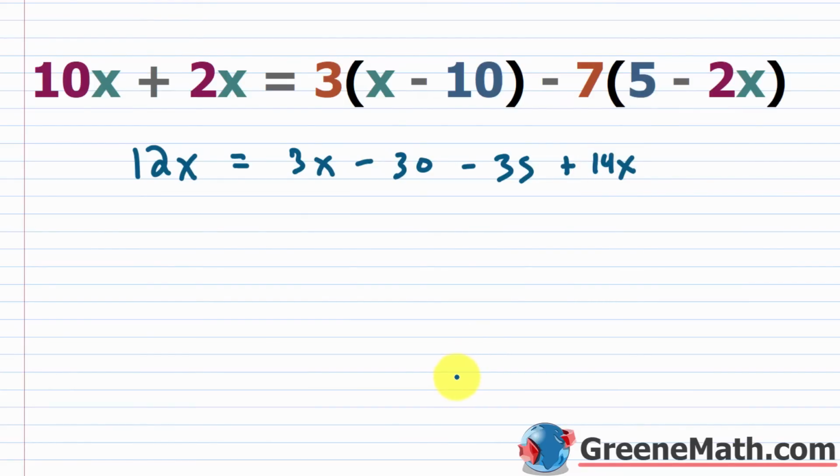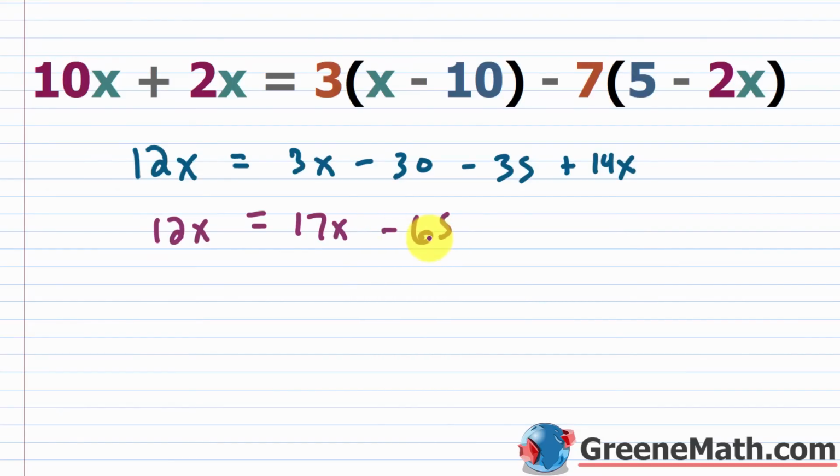Okay, so I can continue to simplify on the right-hand side because I have some like terms here. So 3x plus 14x, let's just say that's 17x. And then negative 30 minus 35 would be negative 65. So let's put this like this. And then on the left-hand side, I just have 12x. On the right-hand side, I have 17x, and I have basically negative 65, right? But those are not like terms. You can't really do anything else with that.